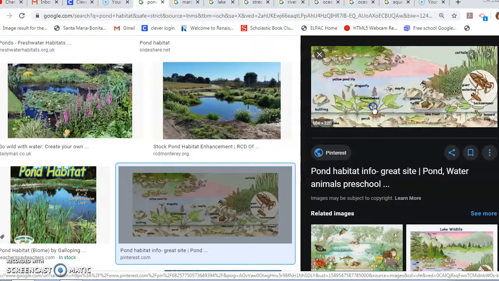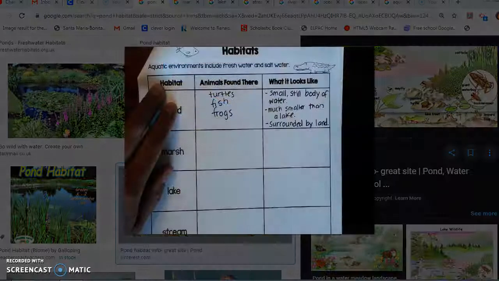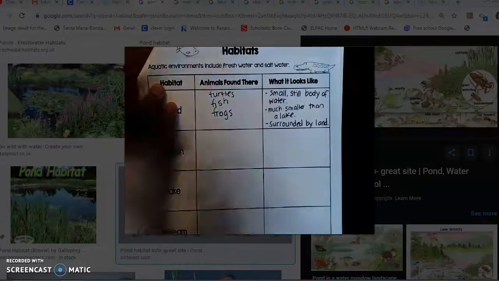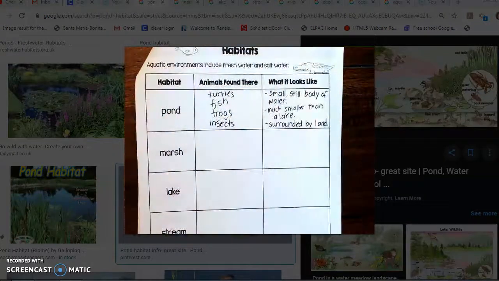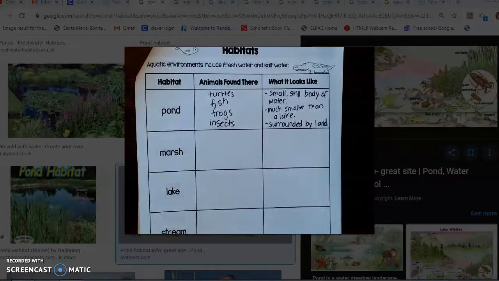Turtles, fish, frogs. I do see a bullfrog and a leopard frog, and insects, lots of bugs, right? Like any video that I do, boys and girls, pause it where you need to so that you can catch up with me. We're going to move on to the marsh, right?